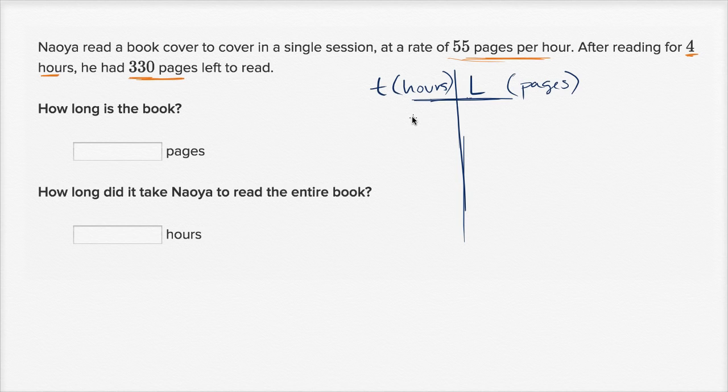So let's see, at 0 hours, we don't know how many pages he has left to read. If we knew that, at 0 hours before he's read, the pages left to read is going to be the entire book. So that would answer this question, how long is the book? So this is going to be interesting.